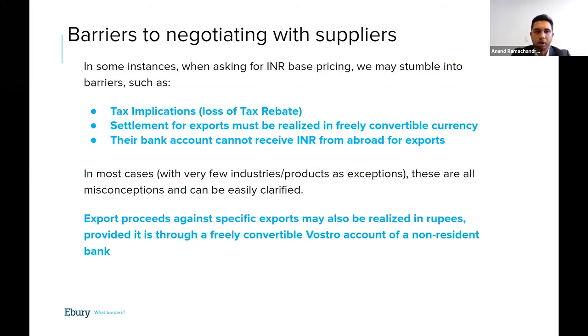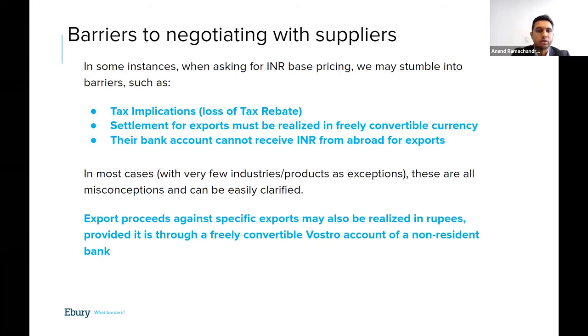So to start with the first part, barriers to negotiating with suppliers. Some of the things that we've come across with some clients is essentially suppliers believe that they will take a tax loss, essentially not receive a tax rebate if they receive payments in INR for exports. They also believe that settlement of exports must be realized in freely convertible currency, which excludes INR in this case, and that their bank account can't receive INR from abroad for exports.